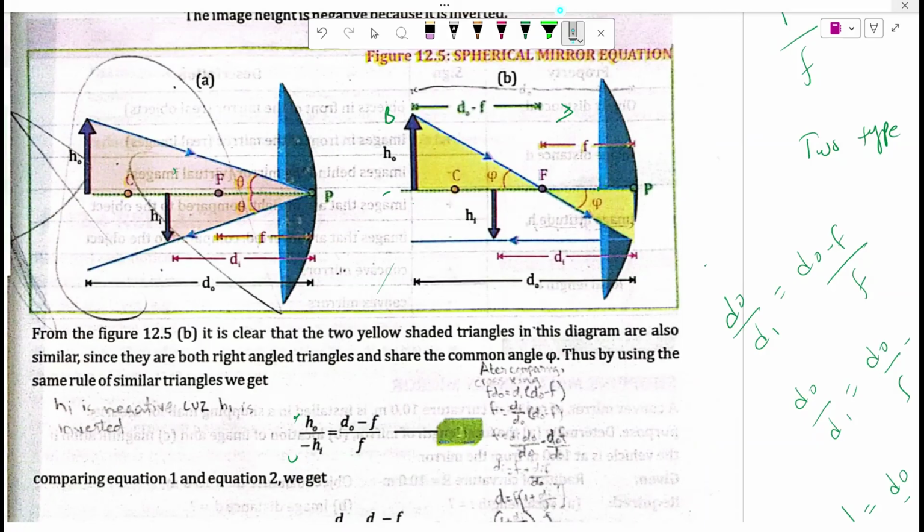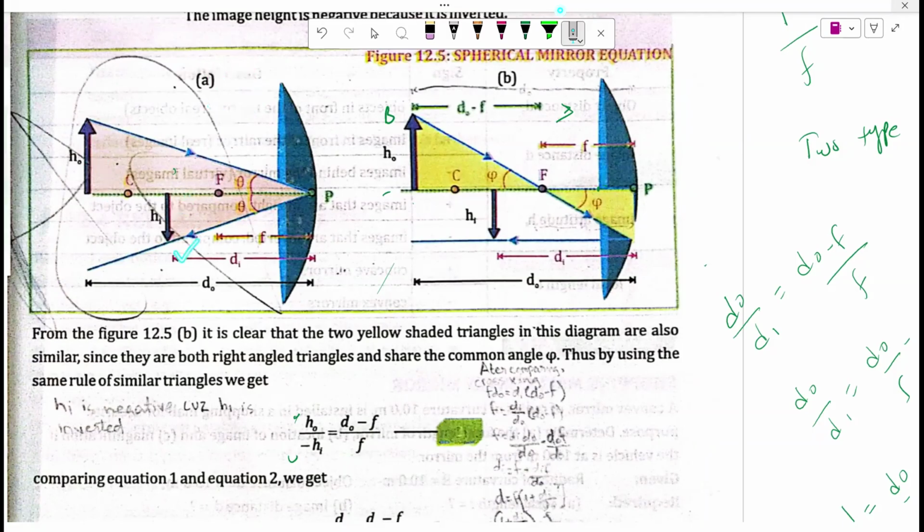Similarly, this was passing through the focus point. You will remember we discussed some points: if a ray passes through the focus point, it becomes parallel to the principal axis. So this is the incident ray, this is the reflected ray. According to the law of reflection, the incident angle and reflected angle are equal to each other. These 90 degree angles are also equal.